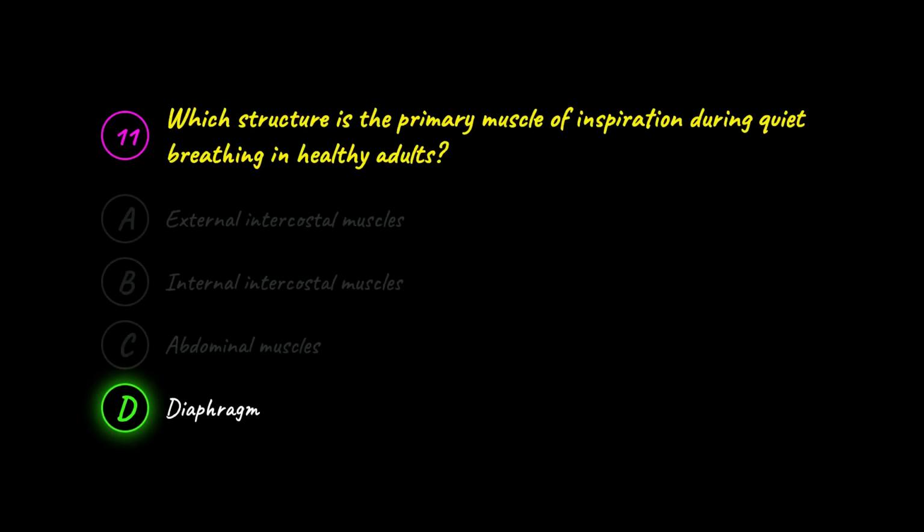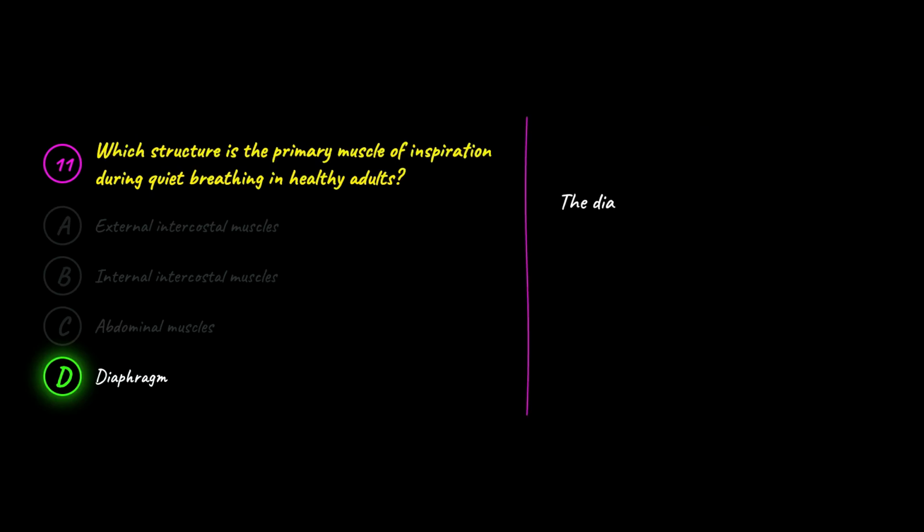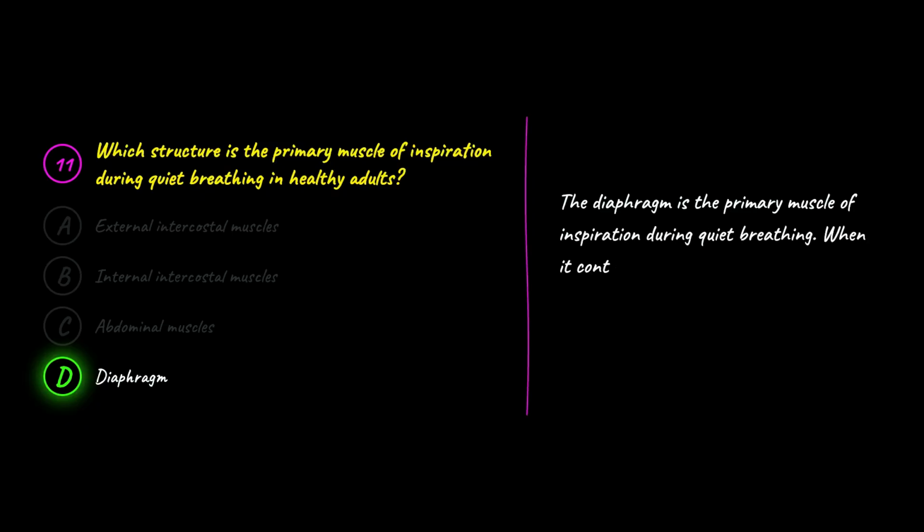The correct answer is D. Diaphragm. D is correct because the diaphragm is the primary muscle of inspiration during quiet breathing. When it contracts, it flattens and increases thoracic volume, lowering intrathoracic pressure so that air flows down a pressure gradient into the lungs.